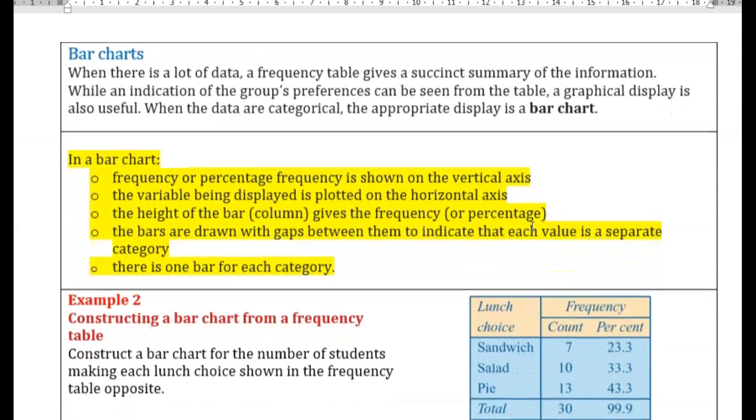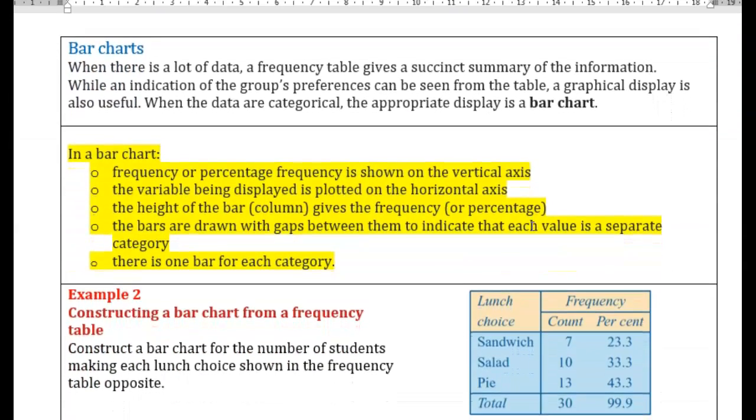Another way of displaying categorical data is a bar chart. If there's a lot of data, a frequency table gives a succinct summary of the information, while an indication of the group's preferences can be seen from the table. A graphical display is also useful. A bar chart basically represents the same data, but in graphical form. When the data are categorical, the appropriate display is a bar chart.